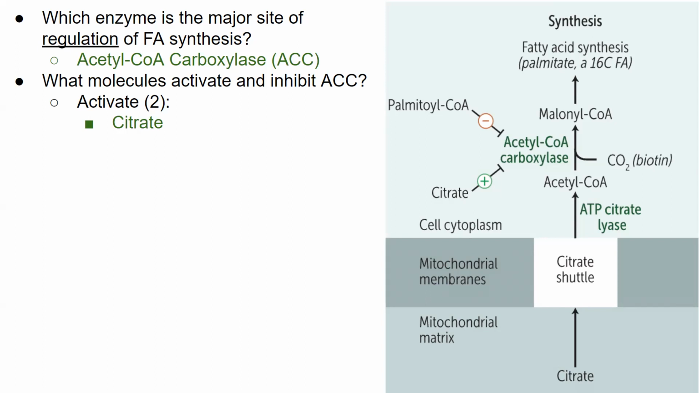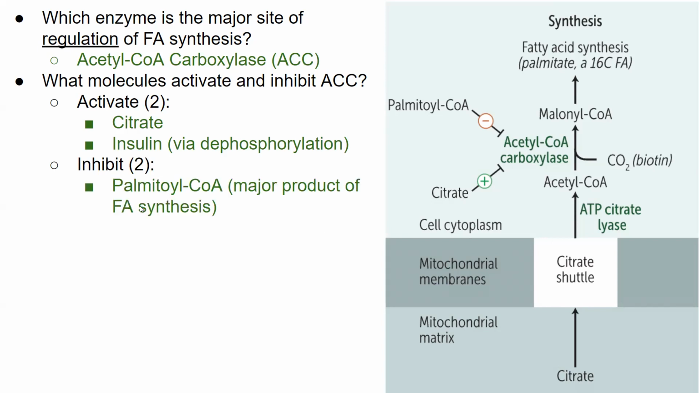If we think about a high energy state, what hormone is circulating? Insulin, very good. So insulin actually stimulates acetyl-CoA carboxylase. So if you have a lot of insulin, you have a high blood glucose, your body's like, okay, we have excess energy, we can use that to make some fatty acids. Okay. Now, what inhibits ACC?